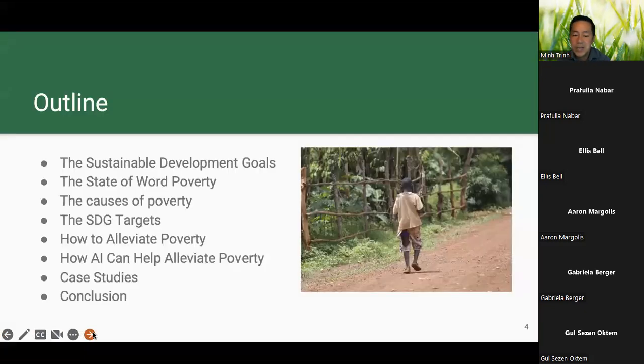Next slide, please. So for the outline today, I'll talk about the Sustainable Development Goals. Some of you might have heard of them. If not, I'll discuss them briefly. Then I'll talk about the state of world poverty, the causes of poverty, the SDG targets, how to alleviate poverty, how AI can help to alleviate poverty, some case studies, and then I will conclude. It'll be an overview. We only have 1 hour, so we won't be able to dig into all the details, but it'll give you a good overview and some ideas, maybe for research or for personal projects that you might have.